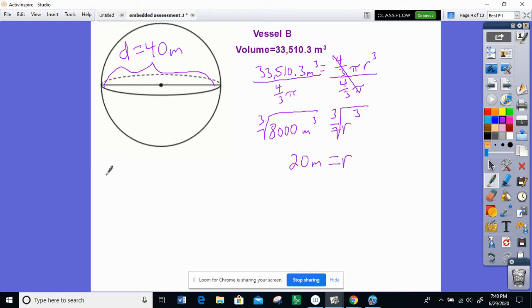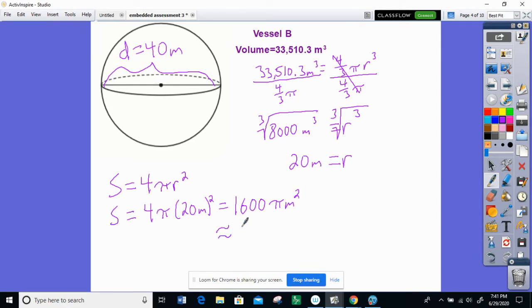And now that we know the radius is 20 meters, we can pretty easily use that to get the surface area. That's going to be 4 times pi times the radius squared. So that's 4 times pi times 20 meters squared. Well, 20 squared is 400. 400 times 4 is 1,600. This is going to be 1,600 pi meters squared. Or as a decimal, we can write that out as 5,026.55 meters squared, to the nearest hundredth.